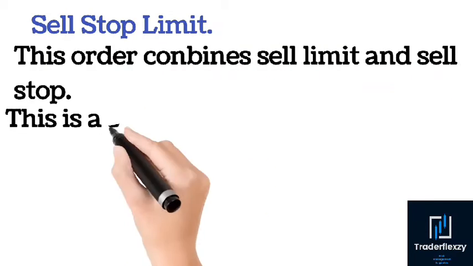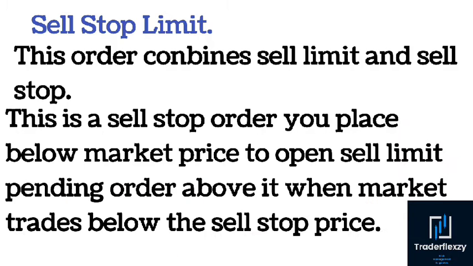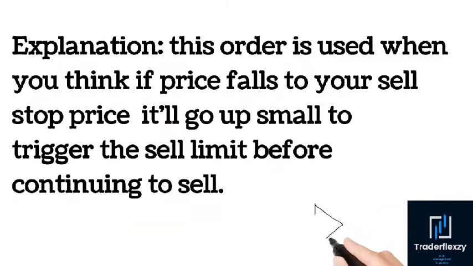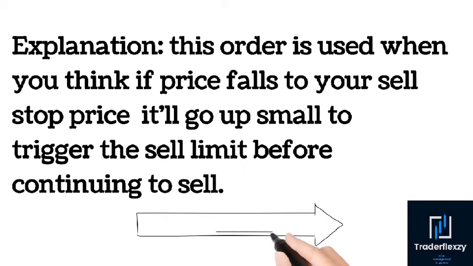Sell stop limit. This order combines sell limit and sell stop. This is a sell stop order you place below market price to open a sell limit pending order above it when market trades below the sell stop price. Explanation. This order is used when you think if price falls to your sell stop price, it will go up small to trigger the sell limit before continuing to sell.